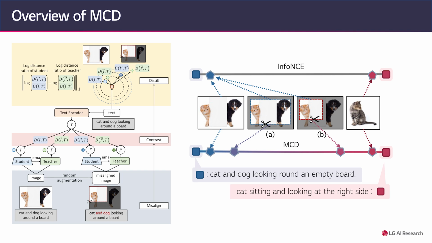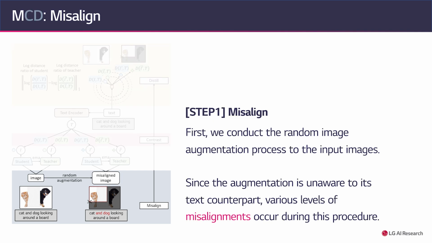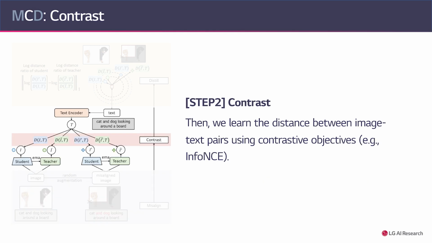MCD is a novel distillation strategy that capitalizes on the continuous misalignments caused by text-agnostic random image augmentation. MCD consists of 3 steps: misalign, contrast, and distill. In the first step, we conduct the random image augmentation process on the input images. Since the augmentation is unaware of its text counterpart, various levels of misalignments occur during this procedure. Then, we learn the distance between image-text pairs using contrastive objectives such as the InfoNCE loss.